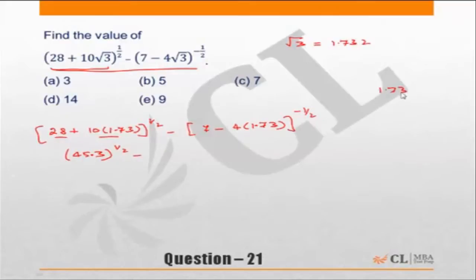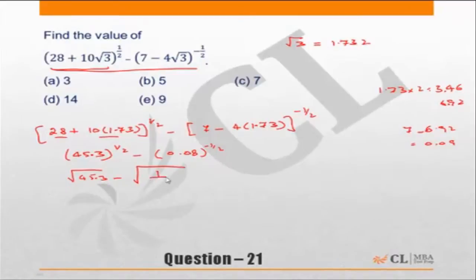Minus 4 into 1.73. 1.73 into 2 will be 173 into 2, 346. 346 into 2 will be 692. So this is 6.92. So 7 minus 6.92 will be equal to 0.08. So this becomes minus 0.08 raised to power minus 1 by 2, which is nothing but under root of 45.3 minus under root of 1 by 0.08.